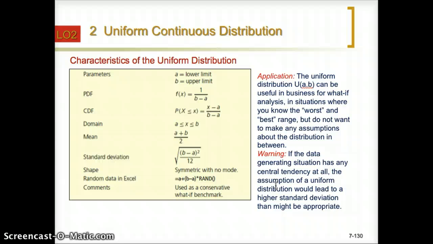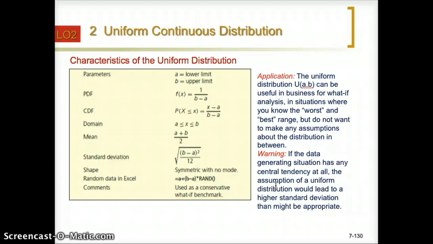However, we have to be very careful. If we choose the uniform distribution, very probably we have to make sure the central tendency of that data is not important. If we have information about the central tendency and the standard deviation of that random variable, uniform distribution may not be a good choice.